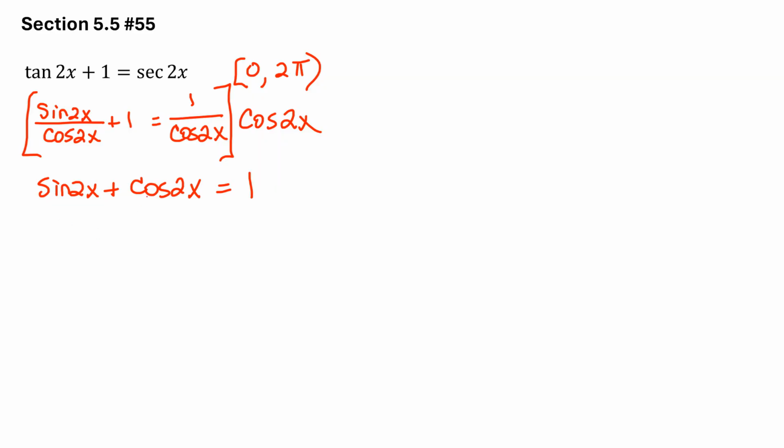And then I used the double angle identities. So sine 2x is 2 sine x cosine x. And then cosine 2x is cosine squared x minus sine squared x, and that equals 1.